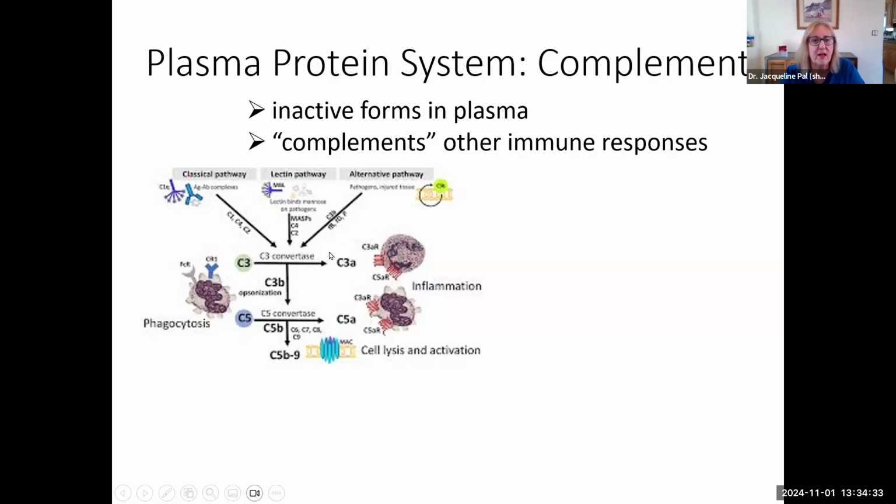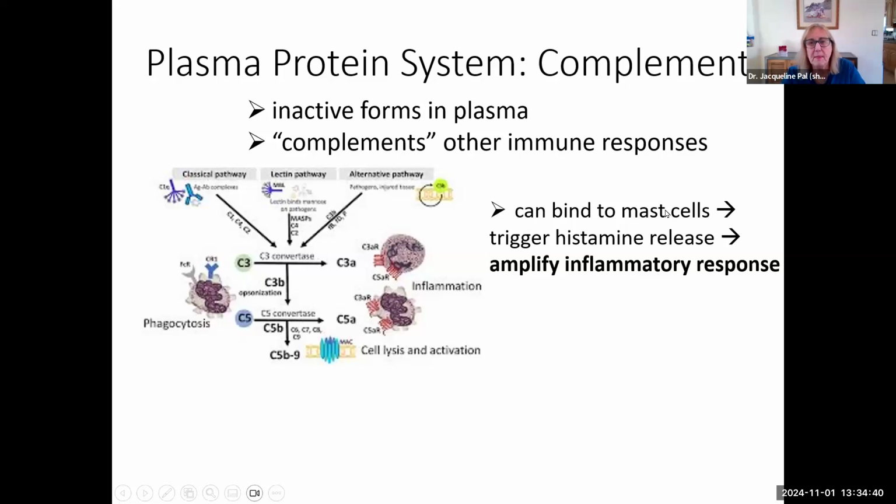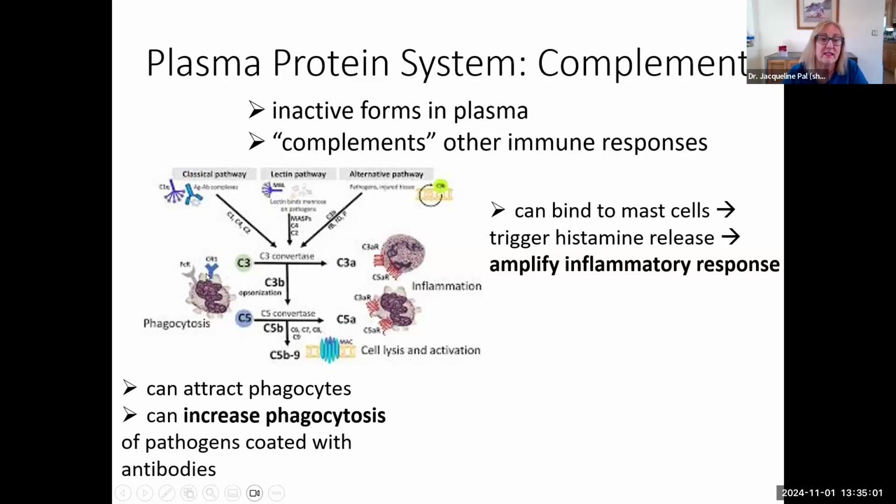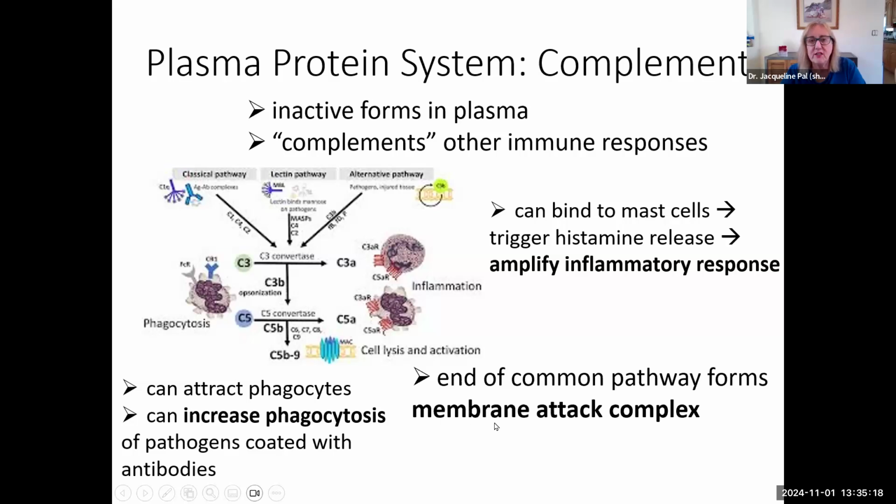So for instance, over here, this part, when it becomes activated, can bind to mast cells. So when this becomes activated, it binds to mast cells, which causes release of histamine, which then is going to give you a more robust inflammatory response. Whereas on this side, if this over here becomes activated, it attracts phagocytes. So you get more phagocytosis in the area. But no matter how it gets activated, eventually everything gets down to this final common pathway down here, leading to this thing MAC, which stands for the formation of a membrane attack complex, which you need to know about.